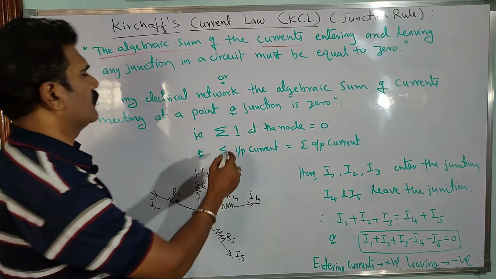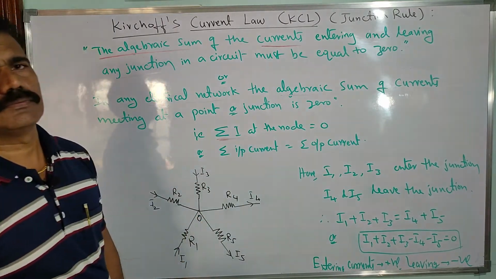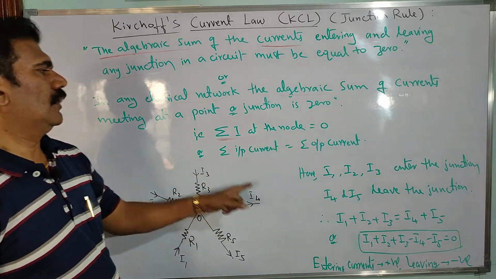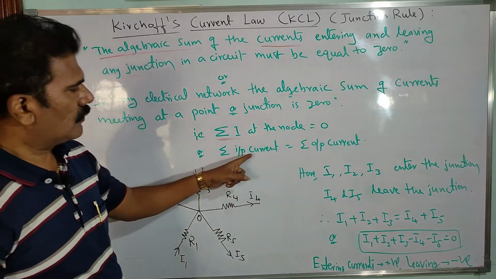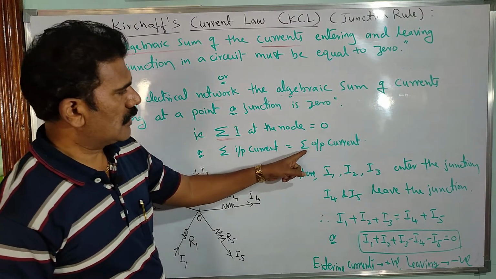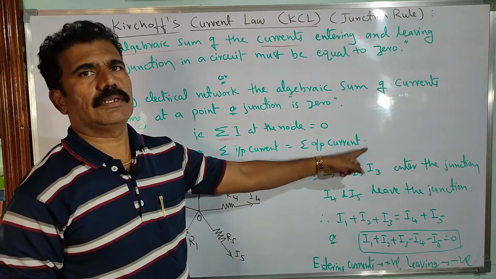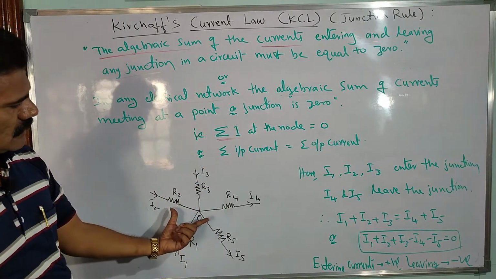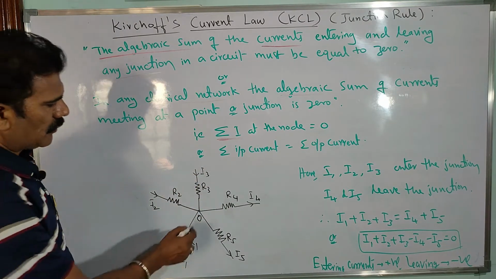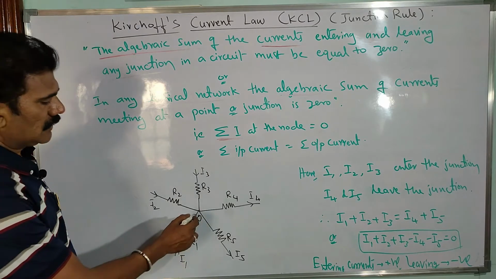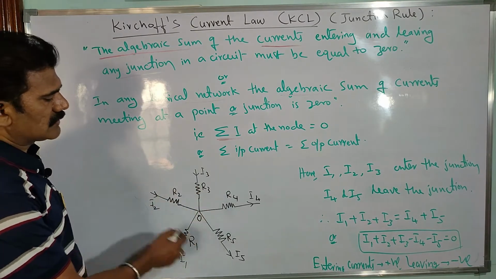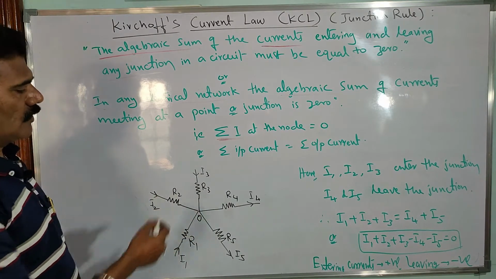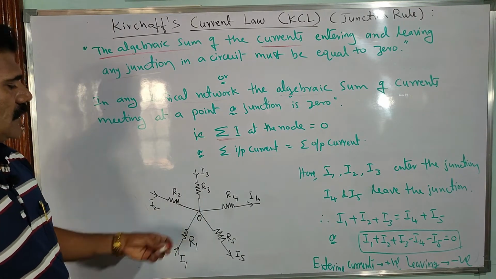In terms of an equation, it is like this: sigma I, the summation of the total currents at any node is equal to 0, or we can say the summation of total input currents is equal to the sum of output currents at any junction. It is very simple to understand. Just to consider a junction at point O in any given network, I am considering a junction at which a number of resistors are meeting. This is a junction or a node where more than 2 resistors are meeting at the point O.